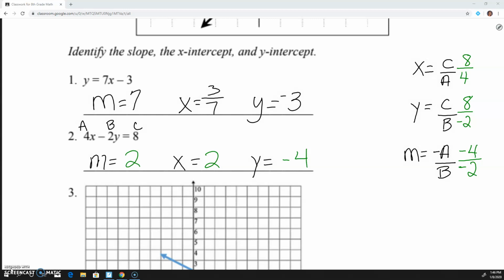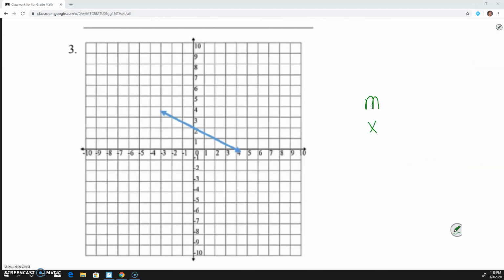They want your m, your x, and your y. Remember, your m represents slope. Is this a positive or negative slope? Negative.